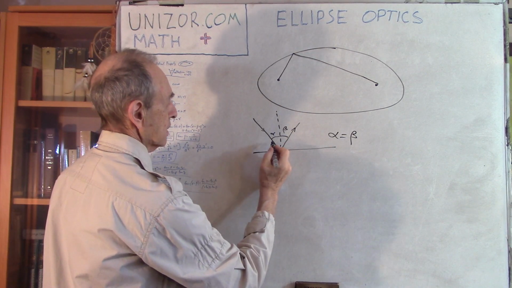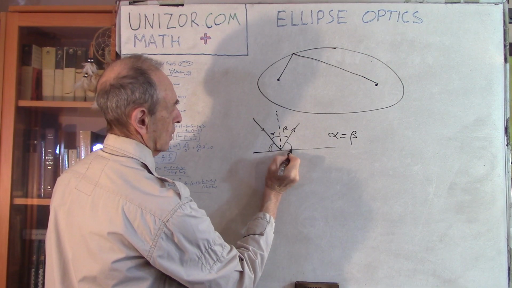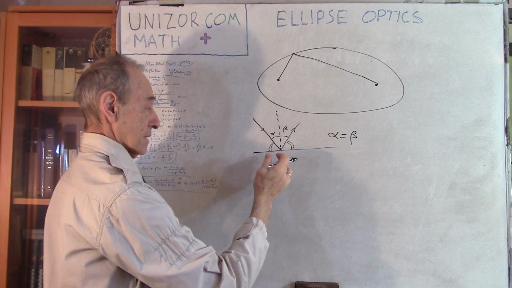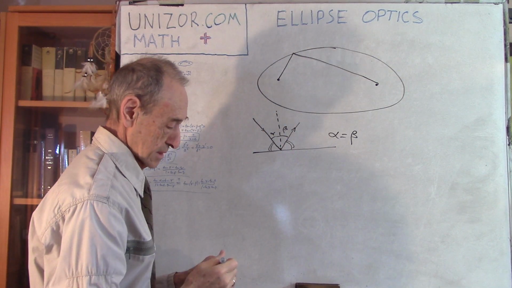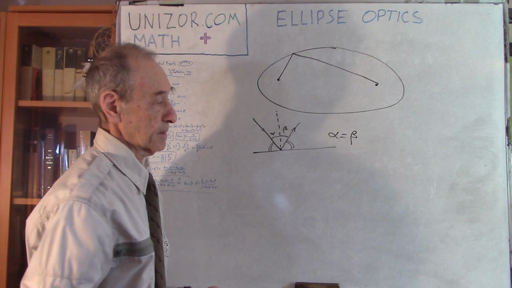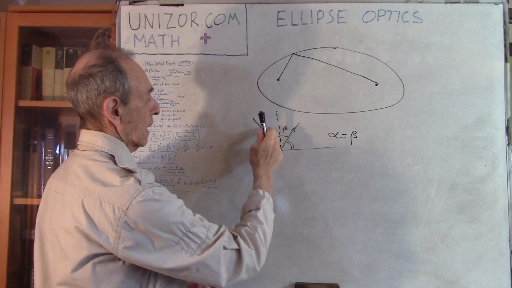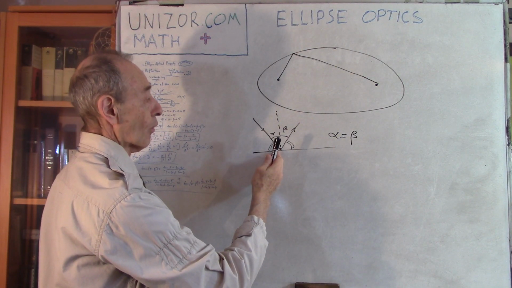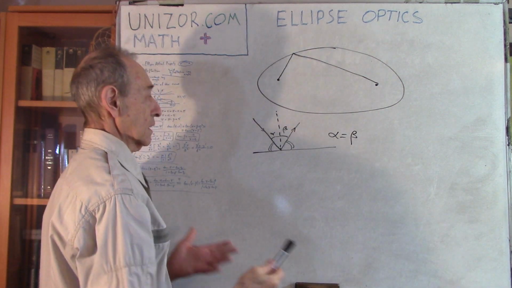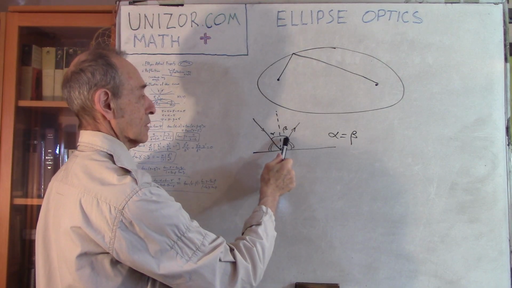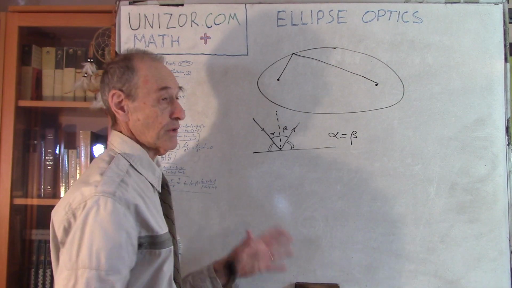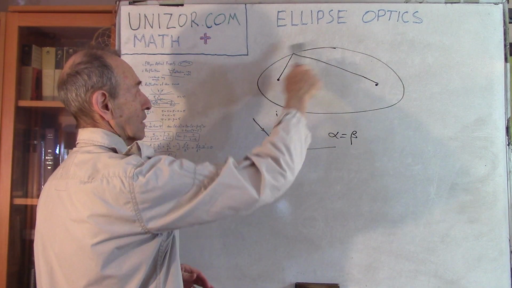Obviously these are equal, these two also are equal, because the sum of alpha plus this one is 90 degrees, and the sum of beta plus this one is 90 degrees. If alpha equals beta, then these two angles are also the same. But traditionally alpha and beta, which are angles with a normal, are called incidence and reflection angles. But if you would like to prove something, it doesn't really matter whether you prove alpha is equal to beta or this angle equals this angle.